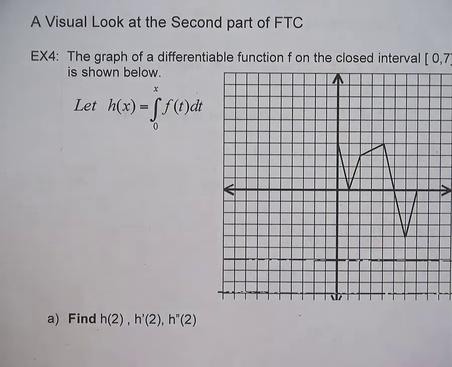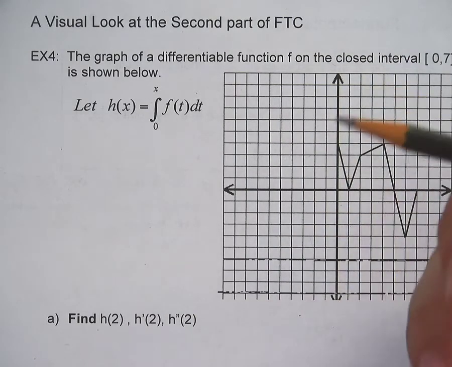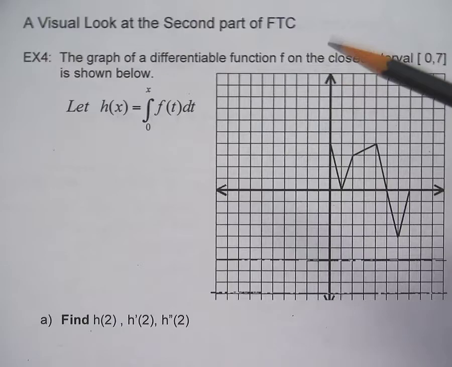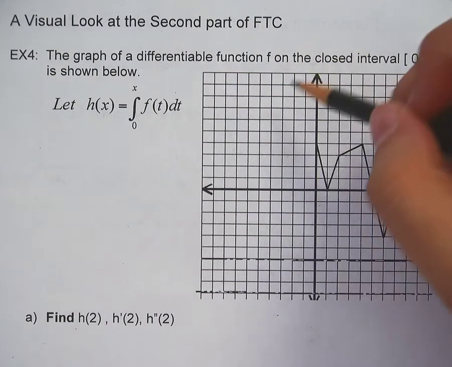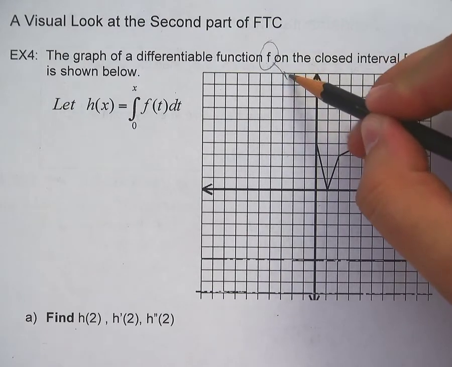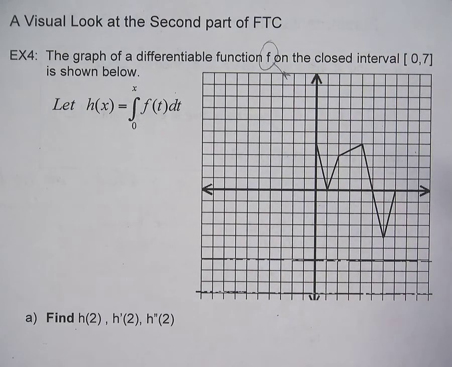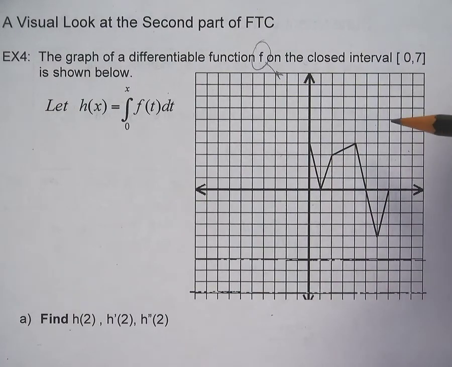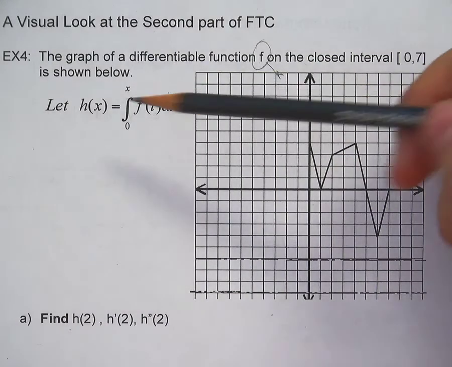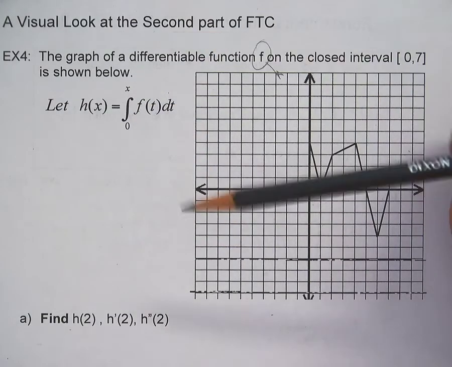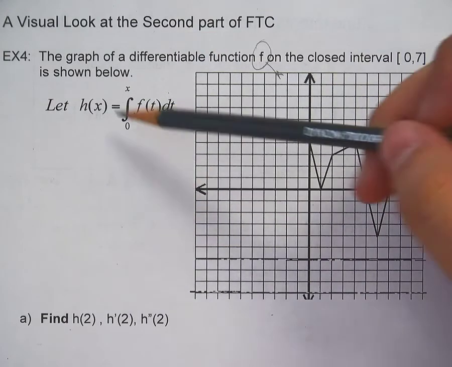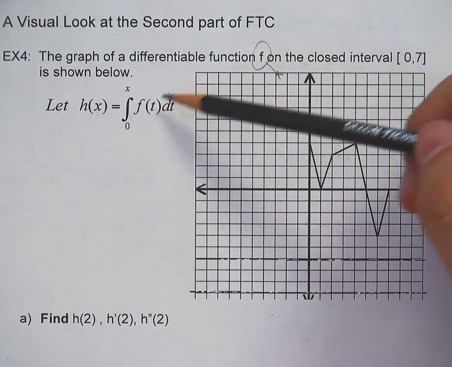Number 4. All right, this is awesome here. This is a visual look at what FTC number 2 does. So it says the graph below represents a differentiable function f. See this guy right here? That's what's graphed. On the closed interval 0 to 7, shown below. And it says let h of x be the integral of f of t from 0 to x. See how we're integrating f right here?